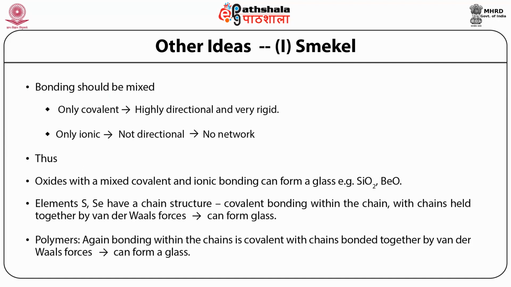According to Smekal, this requirement can be met in the following materials. So first are inorganic compounds in which the bonding is partially covalent and partially ionic. And the examples are silicon dioxide, that is SiO2 and B2O3. Second class is elements such as sulfur, selenium, which have a chain structure. The bonding within the chain is by covalent bonds, but the chains are held together by van der Waals bonds. The third class is of polymers. Polymers with large molecular chains are considered. Here again, the bonding within the chain is by covalent bonds, but the chains are held together by van der Waals bonds.